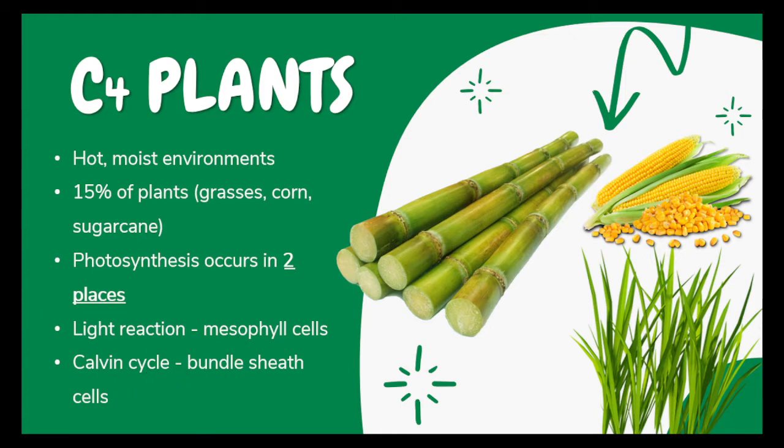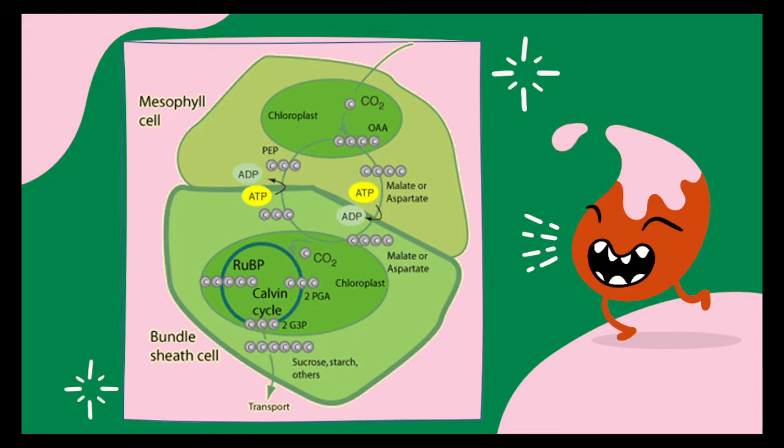How do they do it? Let's take a look at this picture. So we have our mesophyll cell, this one on top, and then we have our bundle sheath cell, this one at the bottom. Again, the light reaction occurs in the mesophyll cell. You can see we have the chloroplast over here, and we have different enzymes to help us with this process. And if we follow through, we get different products such as malate or aspartate. There's also the participation of our form of energy here, ATP.